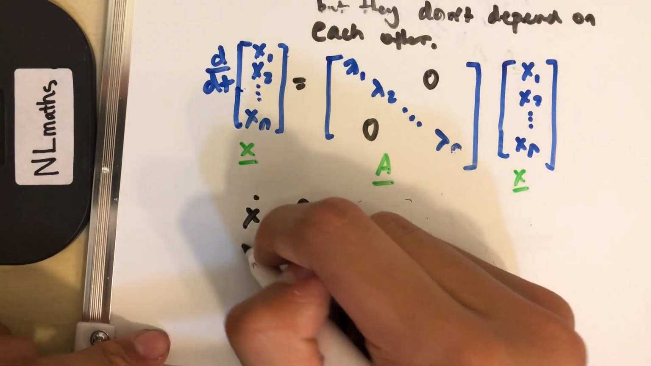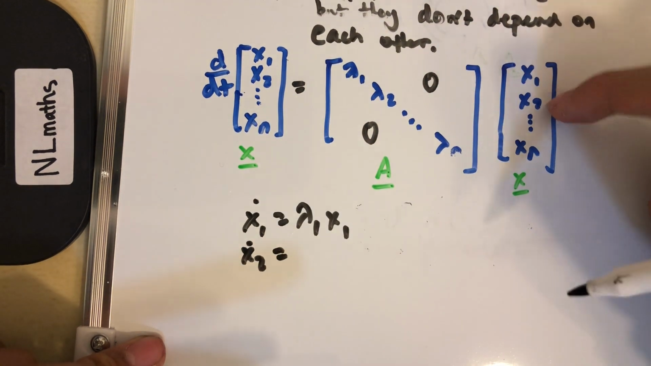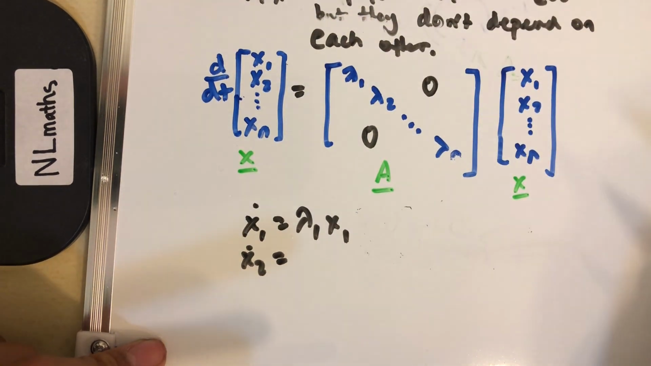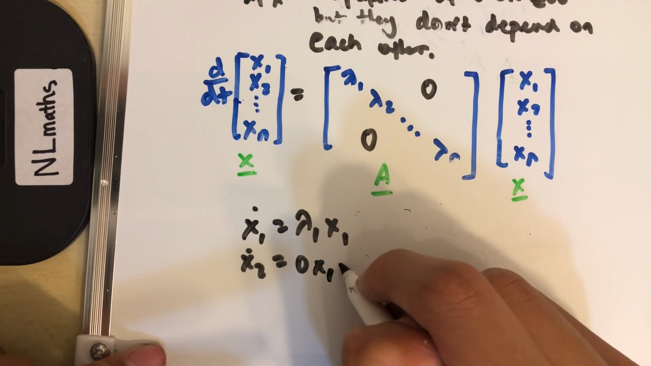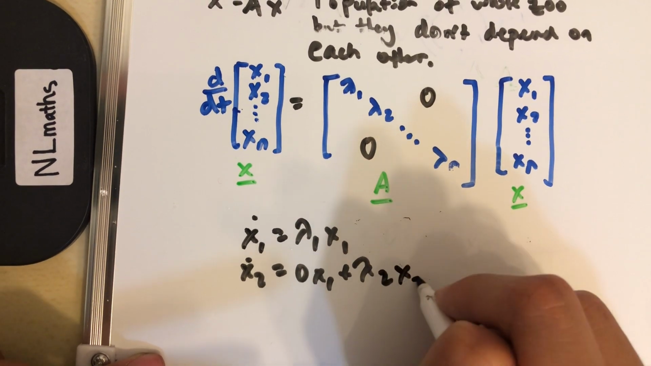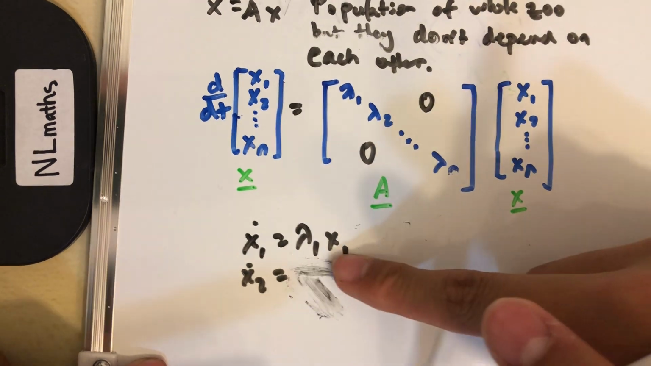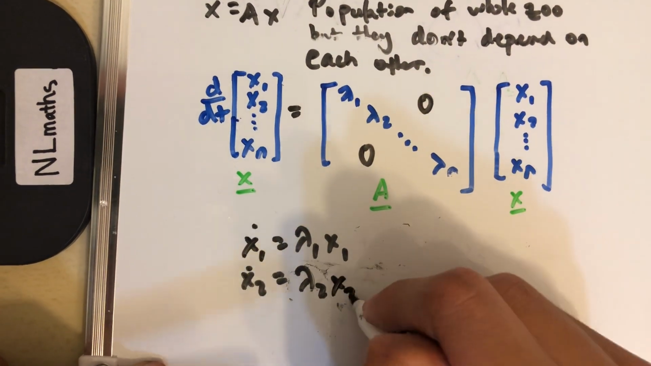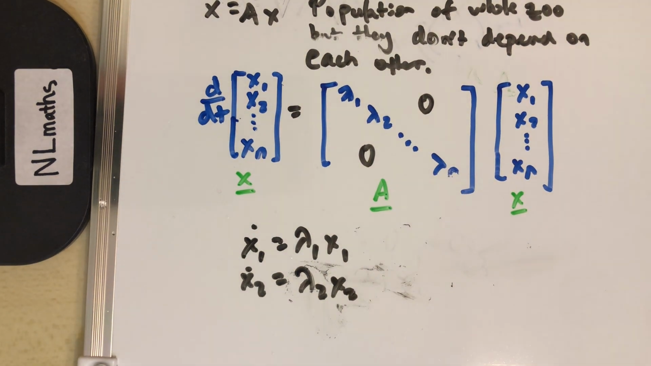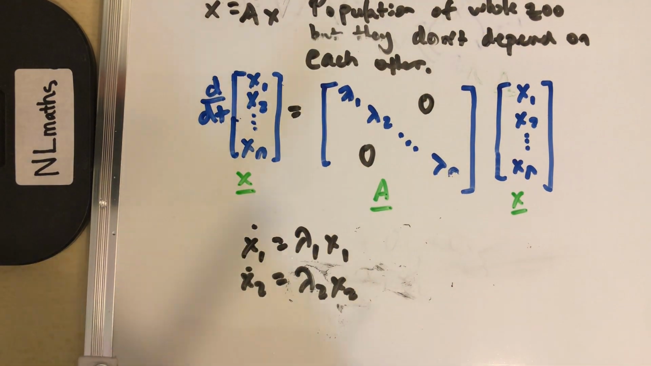Then x2 dot is going to equal, and we flip this, so it only matches with the x2 term, 0 times x1 plus lambda 2 times x2. And you will see why this is so easy, because we solved this at the very beginning of the lecture, this first order differential equation, and we all know how to solve this.